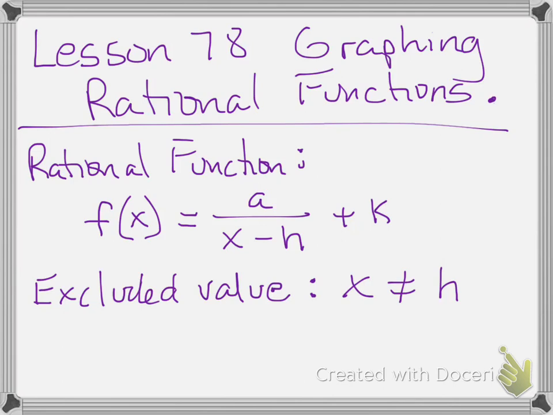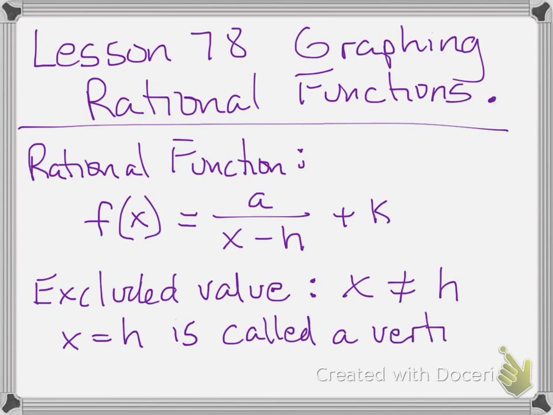Just going to punt this one, I guess. x equals h, because that breaks the function badly, right? If we put h in for x, we have a broken machine. We got a 0 in the denominator. That's terrible. It's a disaster. Okay, x equals h, and this is a new definition, is called a vertical asymptote. I know it's a strange word.